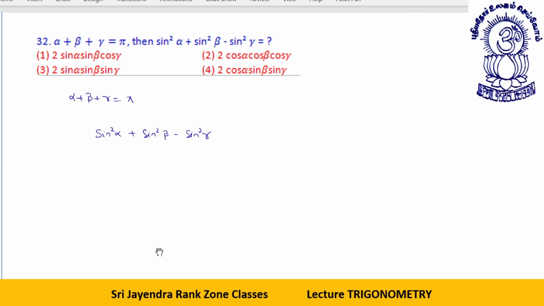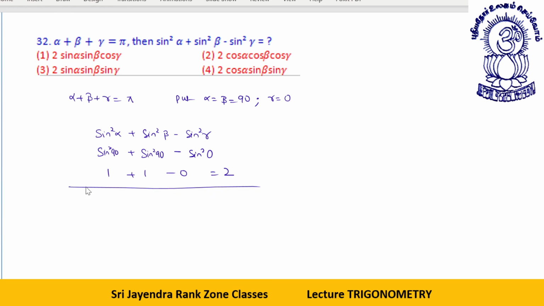Okay, see, let's say I take two values as 90 degrees. The third value will automatically be 0. Sine square alpha plus sine square beta minus sine square gamma will be what? Sine 90 is 1, so 1 plus 1 minus sine square 0. This will be 1 plus 1 minus 0, or 2.